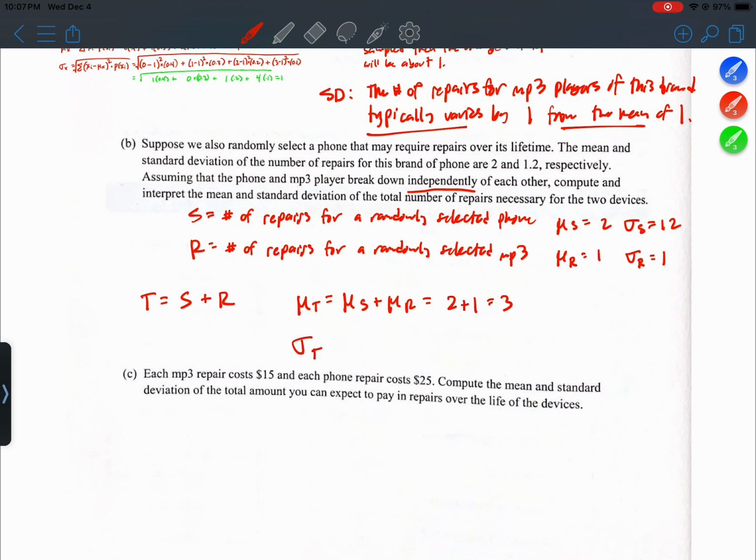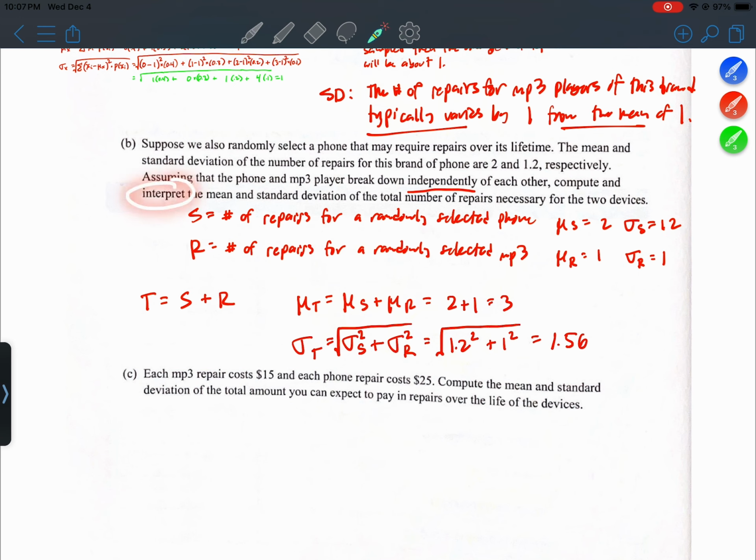The standard deviation, one might think that it's just the standard deviations of the old variables added together. But one cannot simply add the standard deviations. You can add their variances and then square root that result. So this is going to be 1.2 squared plus 1 squared and then square root. And that is 1.56. All right, so we computed it.